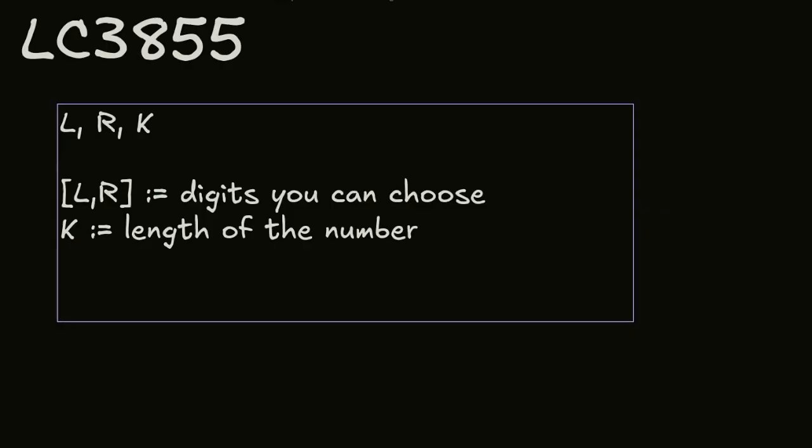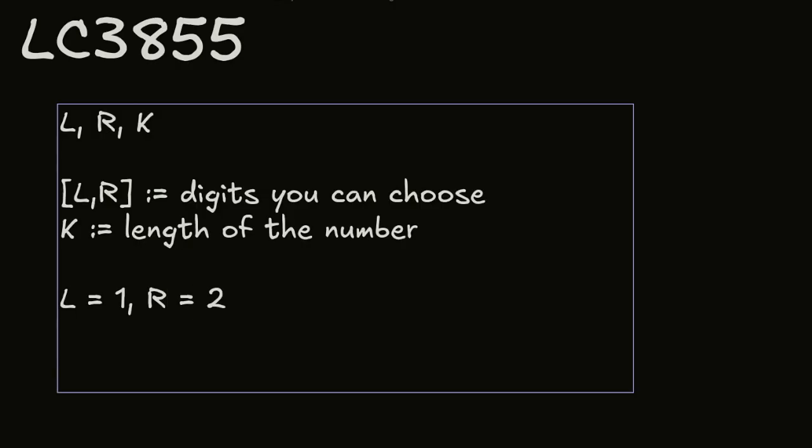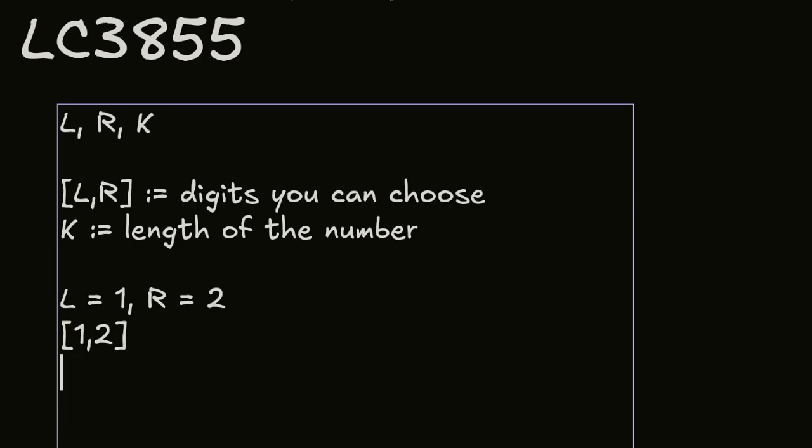So for example, let's say L equals 1 and R equals 2. That means that we can pick from 1 and 2. So if R equals 5, it means that we can pick 1, 2, 3, 4, 5, and so forth. Let's just stick with R equals 2. So it means that we can pick 1 and 2. And let's also assume K equals 2. So K is the length of the number, and the digits we can pick are 1 and 2.